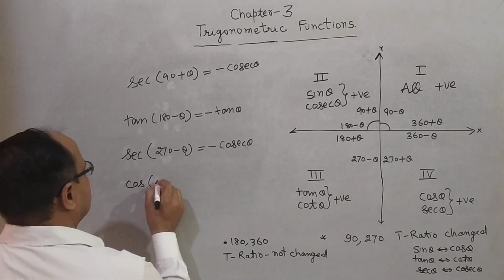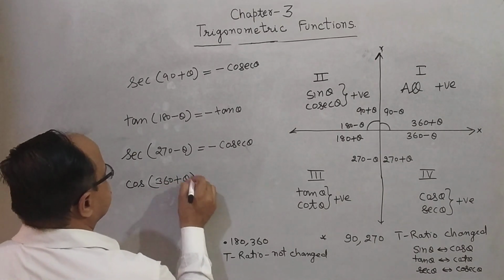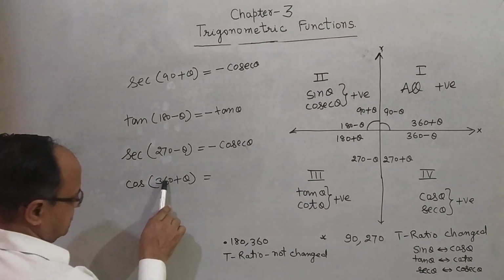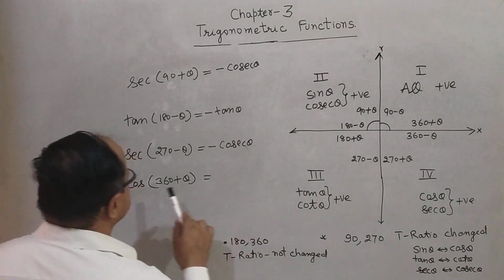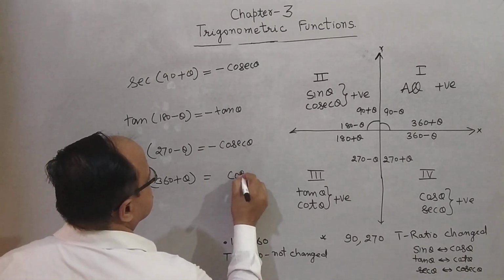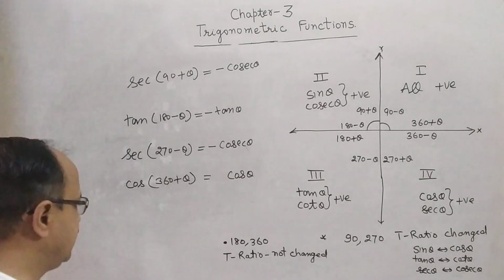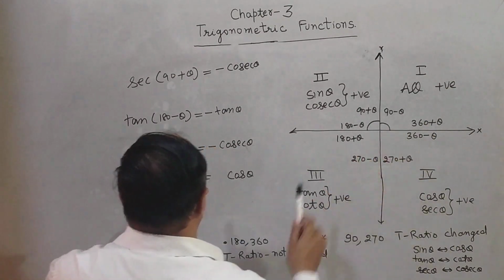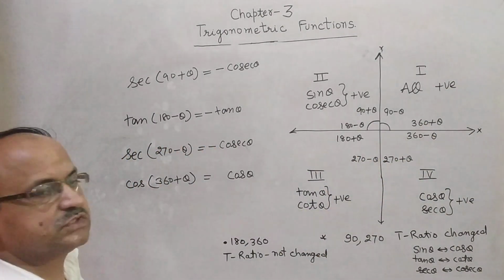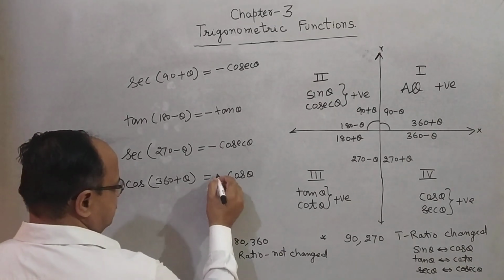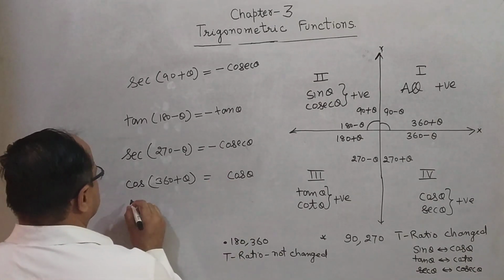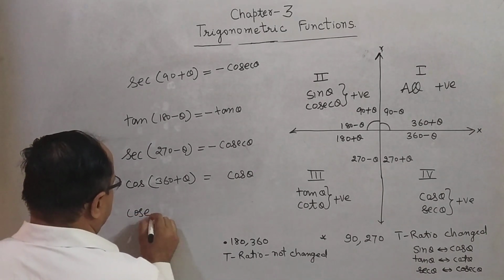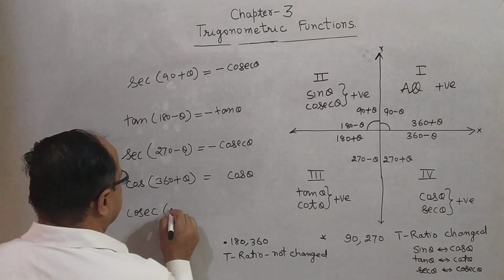Similarly, now can you tell me cos (360 plus theta)? In the case of 360, the T ratio does not change. Cos remains cos. Now check the sign. It is positive or negative. 360 plus theta lies in the first quadrant, and in the first quadrant all T ratios are positive. It means it is positive. No need to write positive here. Clear? Now you can understand.